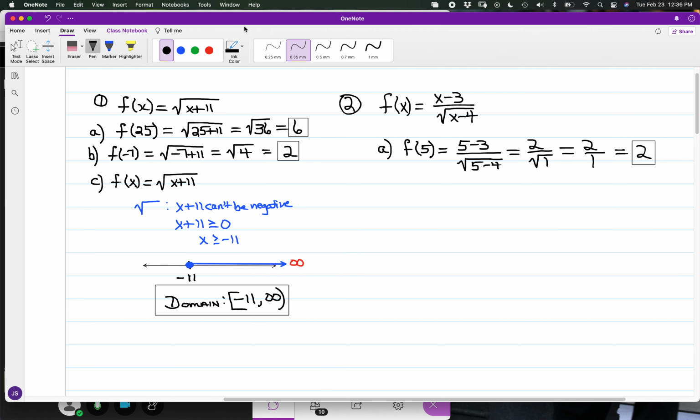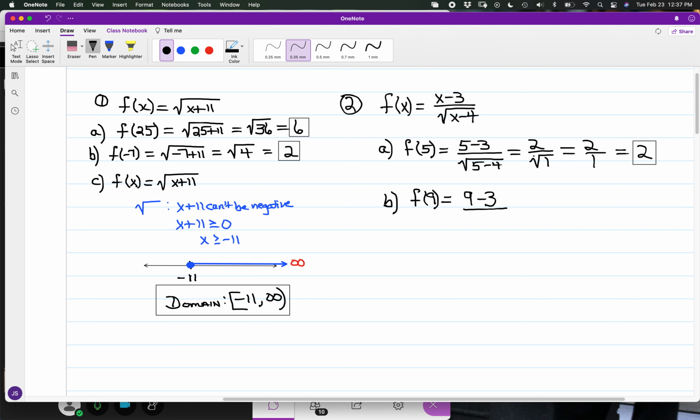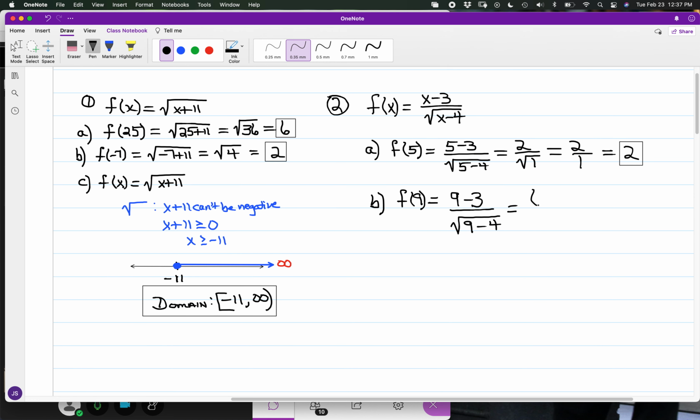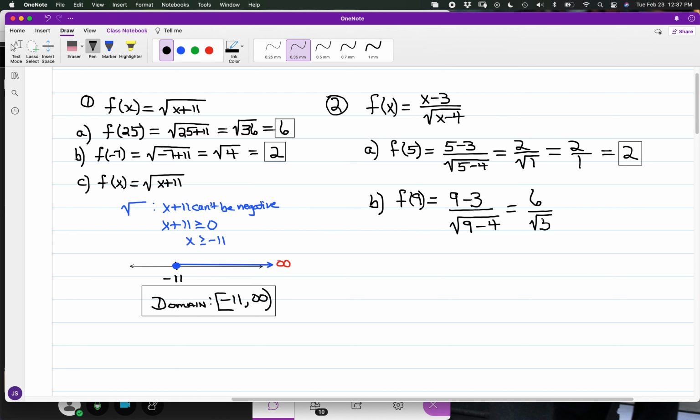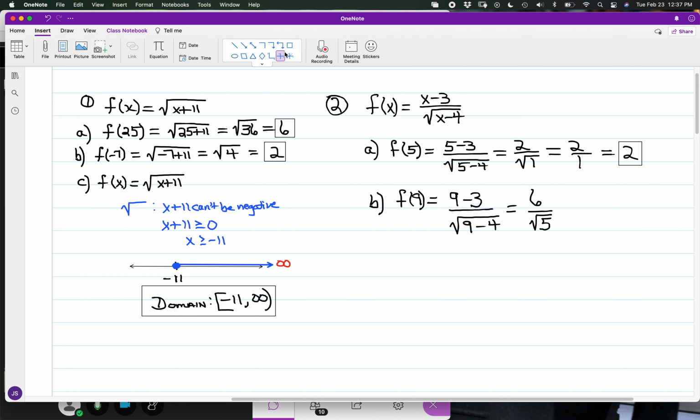And for what we have in the case of part B, so we have f of 9. And just plugging in. Now we can put in either of two versions of the result. So here with x minus 3, we have 9 minus 3, and we have over the square root of 9 minus 4. Okay, so you have 9 minus 3 is 6. 9 minus 4 is 5. Now, one version of the answer you can just leave as 6 over the square root of 5.